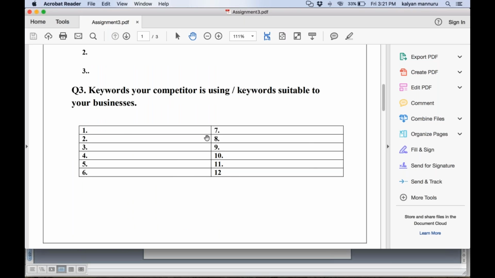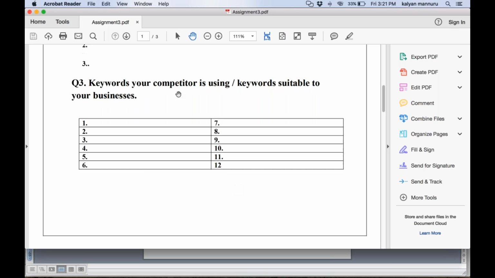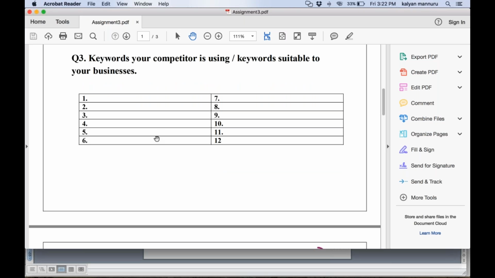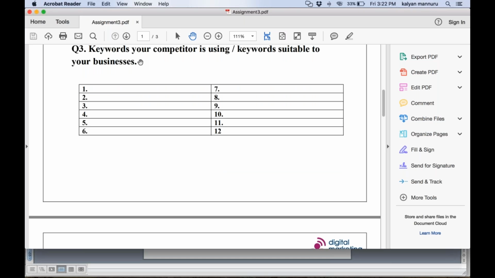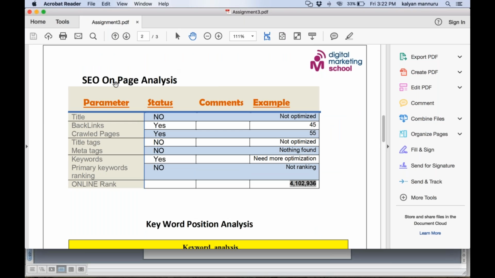Now do a keyword research using GKP and paste top 10 keywords or top 12 keywords, nothing more than that. If you want to paste all the keywords also, I don't mind. Please go ahead and paste all the keywords. Do keyword research for your business that you are picking up. You can pick any business. Okay. Now after doing keyword research, move on to check if the titles are present or not. We know how to check titles. Open the page, mouse over to find if the title is there or not.